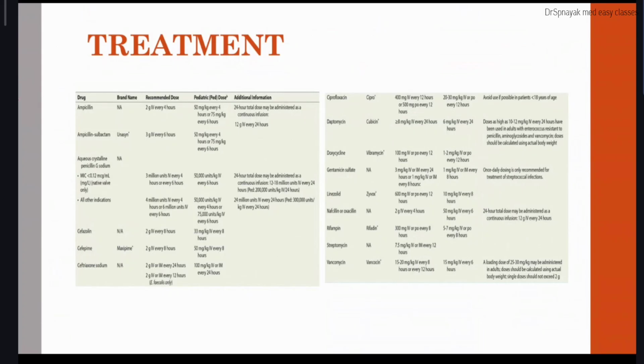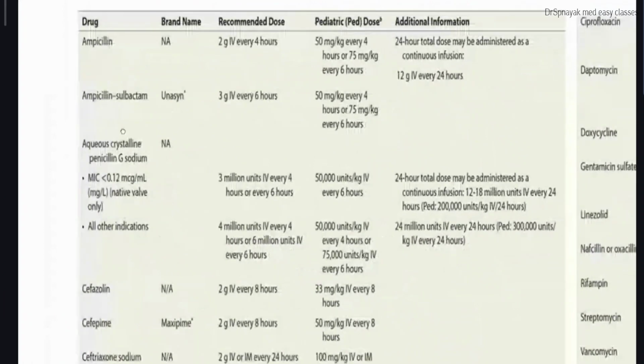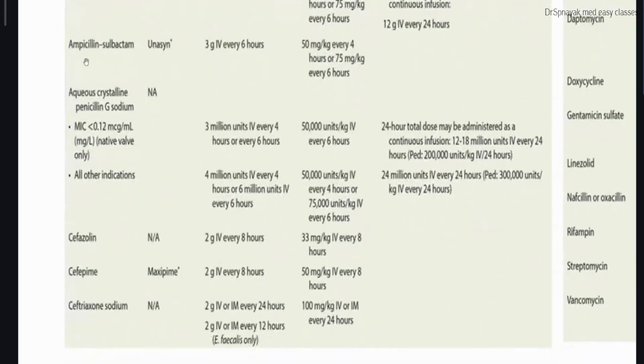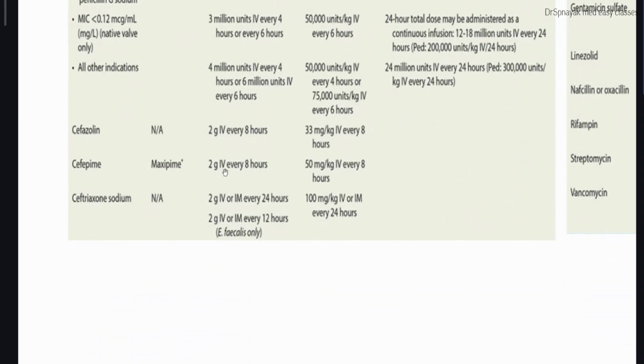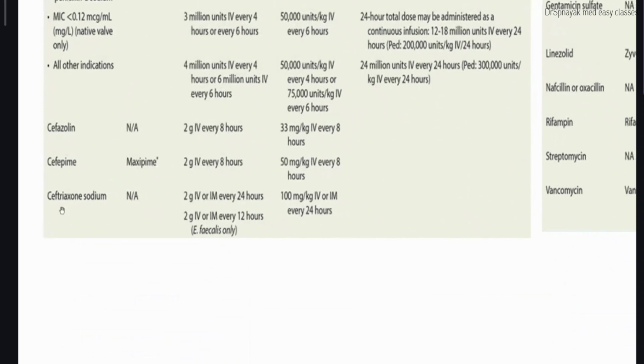Let's learn about the dosing of these agents. Firstly, ampicillin, 2 gram IV every 4 hours is the recommended dose, and the pediatric dose is 50 mg per kg every 4 hours or 75 mg per kg every 6 hours. Ampicillin sulbactam combination, 3 gram IV every 6 hours, and pediatric dose is 50 mg per kg every 4 hours or 75 mg per kg every 6 hours. Then cefazolin, 2 gram IV every 8 hours, 33 mg per kg IV every 8 hours is the pediatric dose. Cefepime, 2 gram IV every 8 hours, and pediatric dose is 50 mg per kg IV every 8 hours.